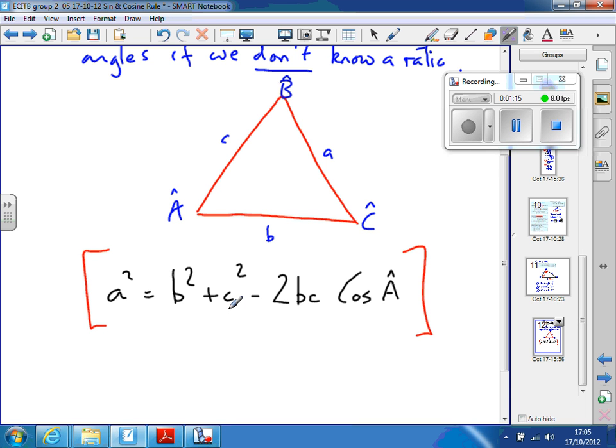And there's one other situation we'll look at, and that's where you've got all three sides but none of the angles, and then you would use the cosine rule but rearrange to find an angle. So we'll look at that in a second. But here it is at the moment.